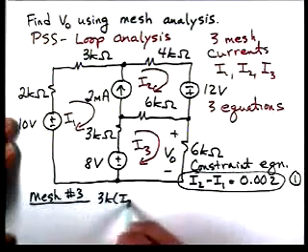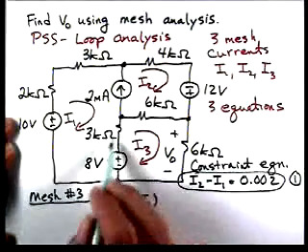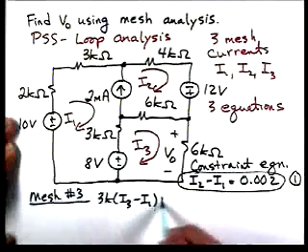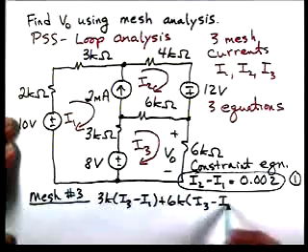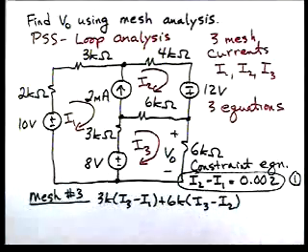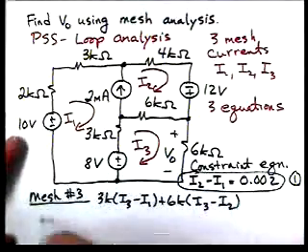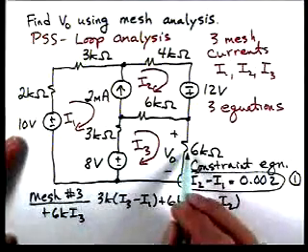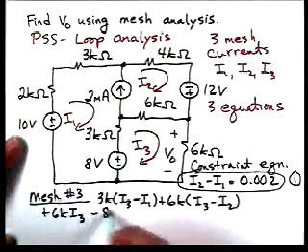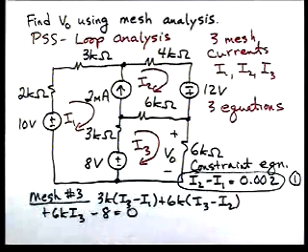If we do that, we'll have 3K times I3 minus I1 drop across here. We'll have 6K times I3 minus I2 drop across this resistor. Then we'll have plus 6K I3 drop across this resistor. Minus 8 equal to 0.